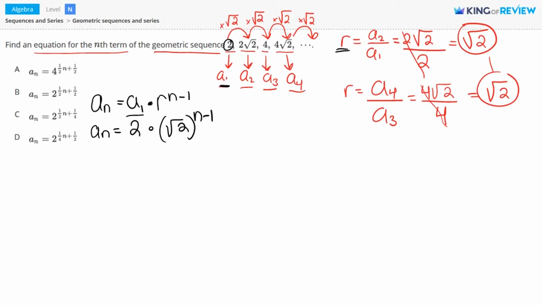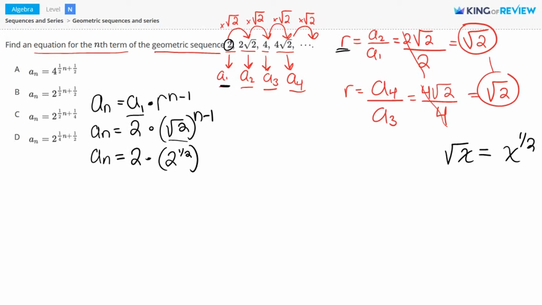Now let's simplify this. If we have the square root of x, we can write this as x to the 1/2 power. So let's write square root of 2 in this manner. An equals 2 times 2 to the 1/2 power, and this is raised to the n minus 1 power. Now we have this exponent here, and this entire number is raised to this power. So let's distribute this 1/2 to both of these terms. We have An equals 2 times 2 to the 1/2 n minus 1/2.